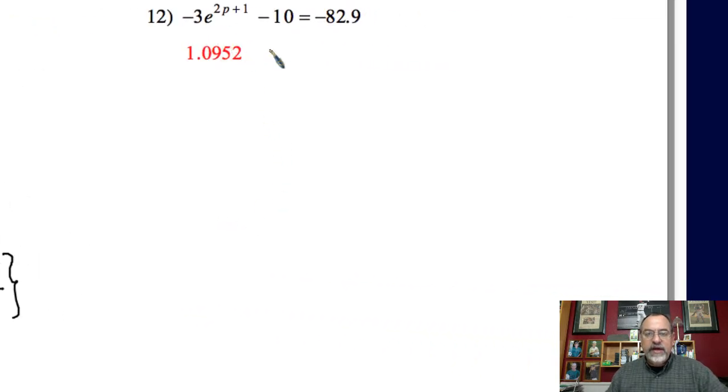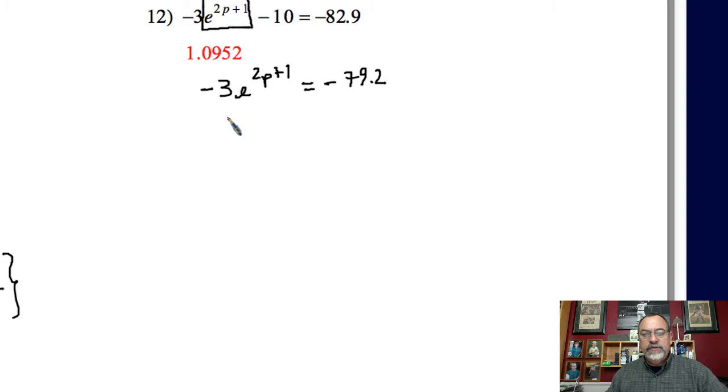Okay, let's go ahead and do number 12 over here. Now again, we have to identify the variable and the term that has it that we're solving for. So here's the term that has the variable, so that's the one that has to be isolated. So we're going to need to add 10, and we're going to need to get rid of this negative 3 as well. So we're going to have negative 3 e to the 2p plus 1. We're going to add 10 to both sides, so that's going to give me negative 72.9.